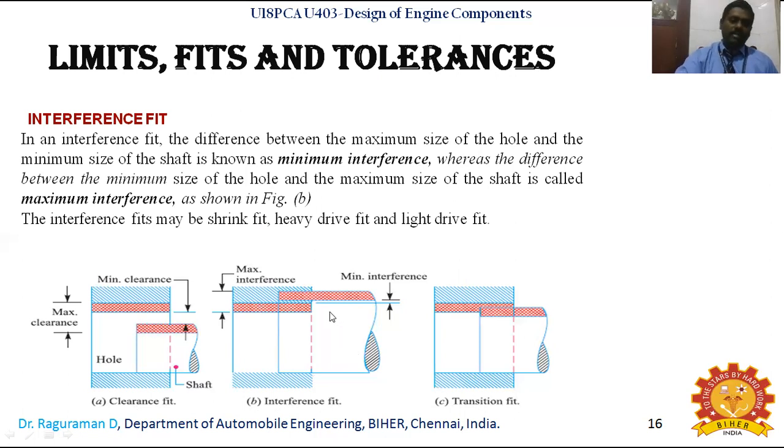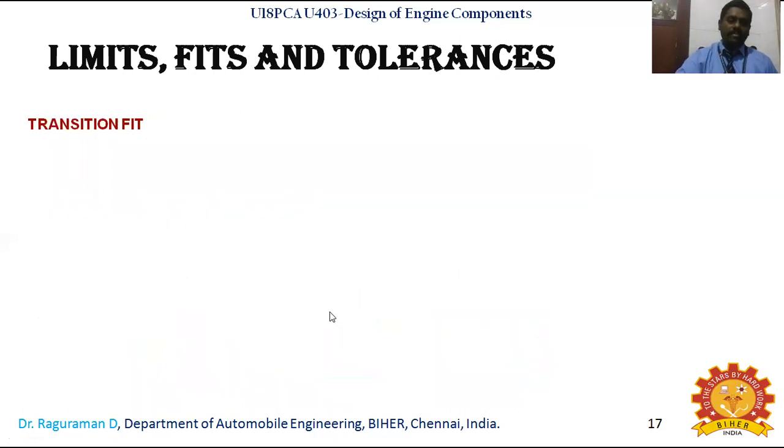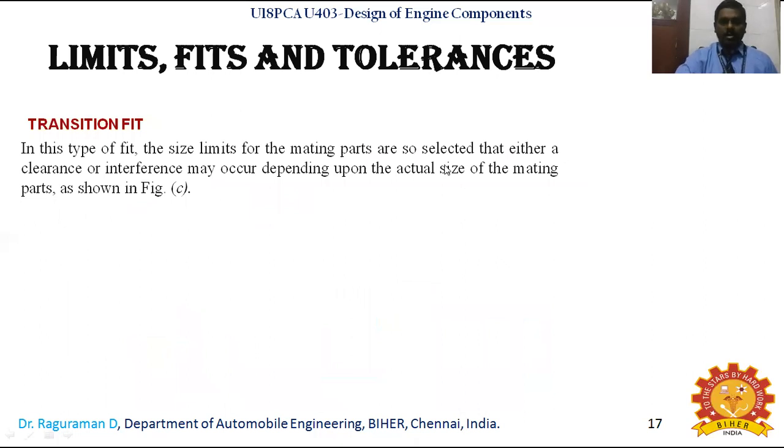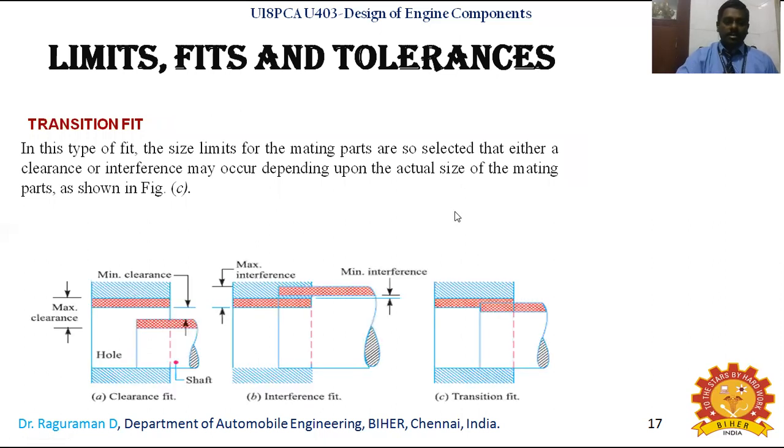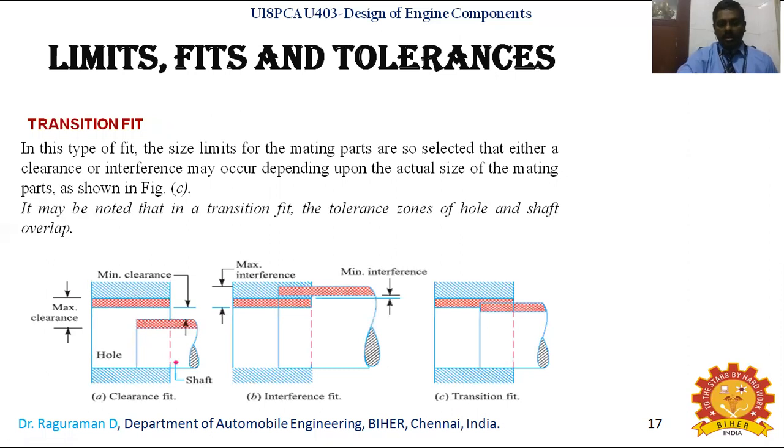But the third type of category is the transition fit. So here you will be selecting the mating parts in such a way that clearance or interference may occur depending on the actual size of the mating parts. So if you see, it may be noted there will be an overlapping of tolerances. Previously, you had a reference that either the hole tolerance zone is above the shaft tolerance zone or the hole tolerance is below the shaft tolerance zone.